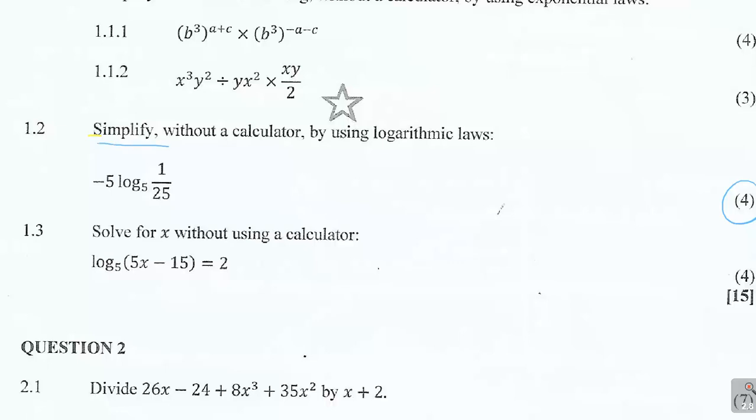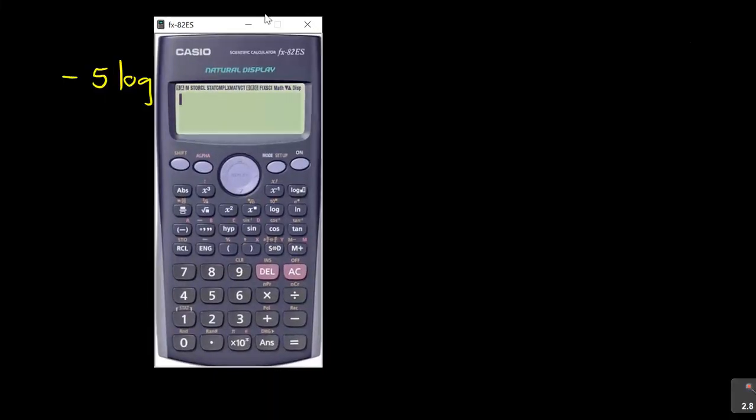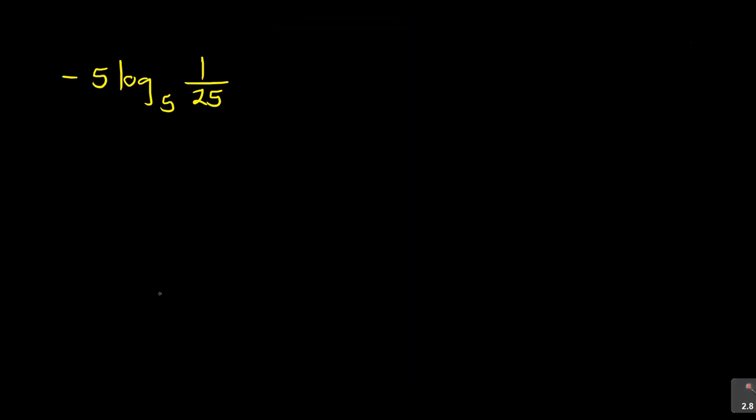So guys, when they say I must not use a calculator but I must use logarithmic laws, what I need to do is to take the calculator, that is the first thing, and see what is the answer. So it's minus 5 log base 5, and then there is 1 over 25. See that? And the answer is 10. So in here, I must see how they managed to get the answer is equal to 10. So I must work towards this answer. Pretend I don't know the answer, but use the laws of logarithm to get that particular answer.